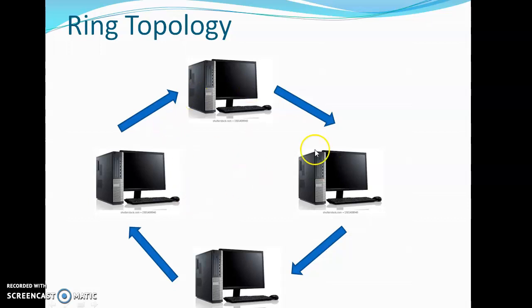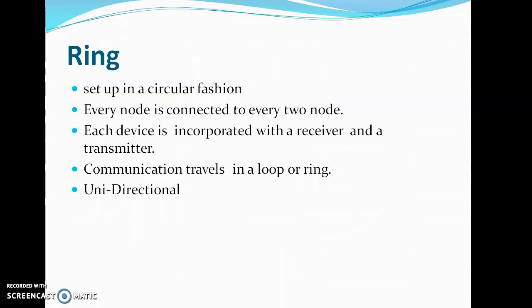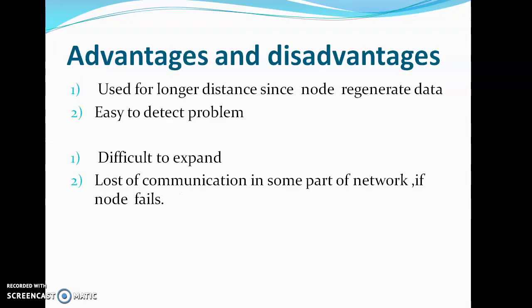Once this has been set up, it is actually very difficult to add new devices. Once you add new devices, you will disrupt the entire setup. This is the same thing I've already mentioned. You can pause the video and go through this. Advantage as well: you can regenerate the message because you have the antenna. You can always retransmit the message. It also acts as a repeater, and you can easily find out if there's a problem in any part of the network, loss of network in some part of the network, if a node fails.